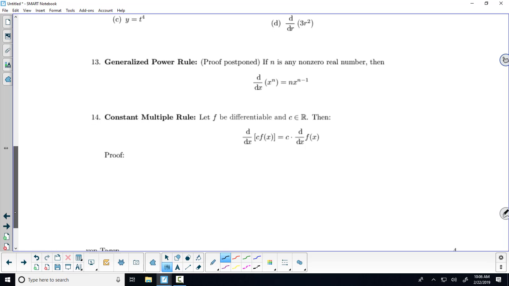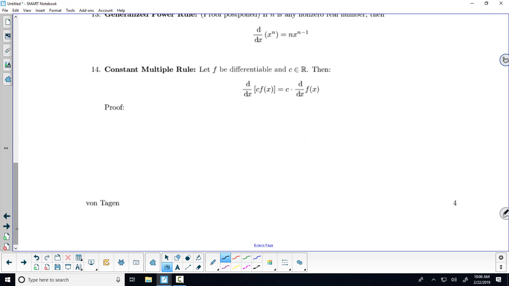So we did a few of these power functions. Then we talked about the constant multiple rule. Okay. The constants factor out of the derivative limit. Let's just look at that one. I didn't prove this one last time. Let's do the quick proof of it.